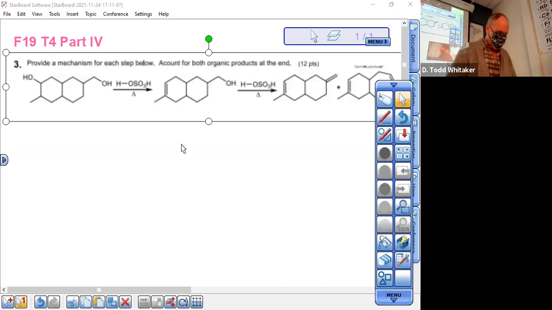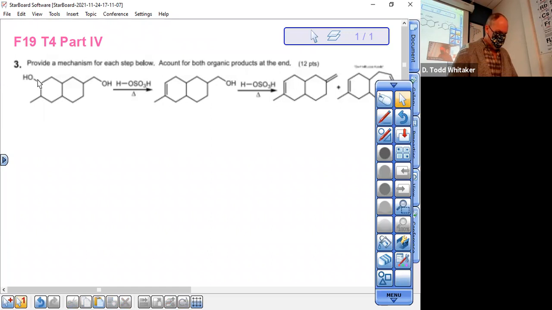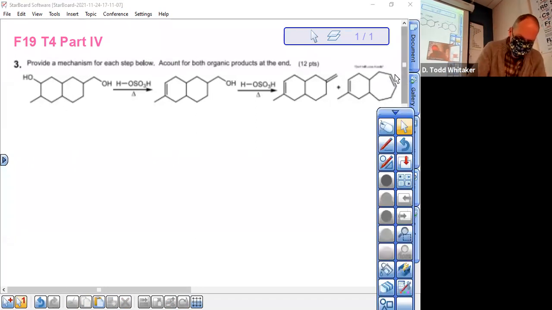All right, ladies and gentlemen, we have a request for doing Fall 19, Test 4, Part 4, Question 3. I want a mechanism for each step below. So what's happening in the first step is we're losing an OH off of this carbon and an H off of this carbon. That's called dehydration. Acid catalyzed dehydration. Well, they're all acid catalyzed dehydration. And this one, the ring grew.